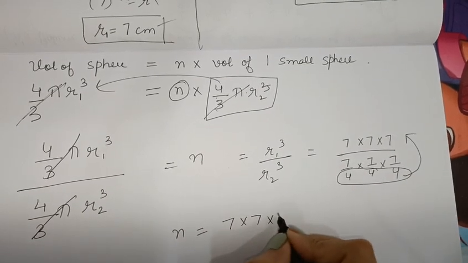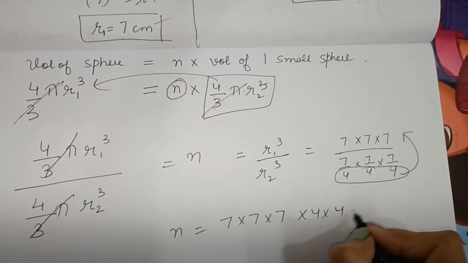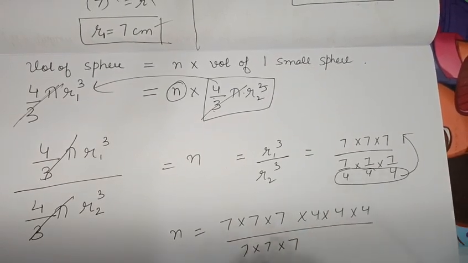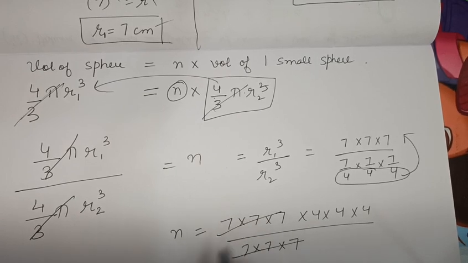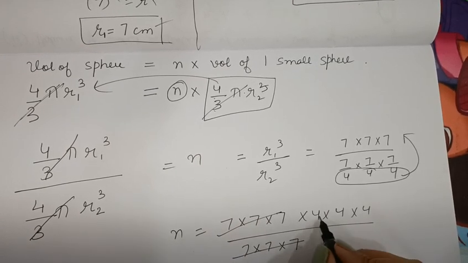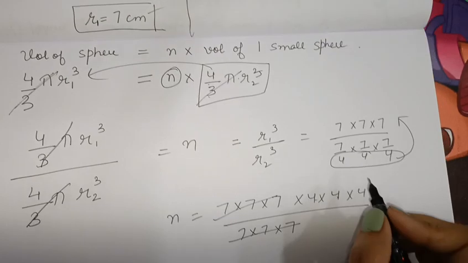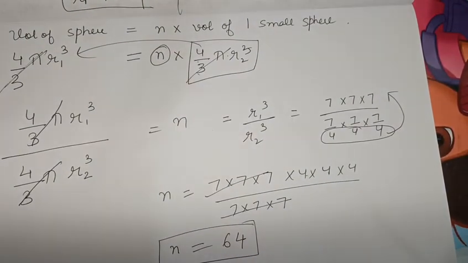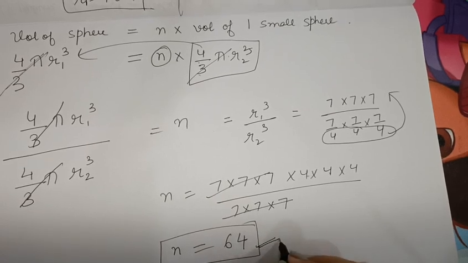7 into 7 into 7 into 4 into 4 into 4 by 7 into 7 into 7. So these 3 sevens and these 3 sevens will get cancelled. So n is equal to 4 into 4, 16, 16 into 4, 64. So the number of small spheres formed is equal to 64.